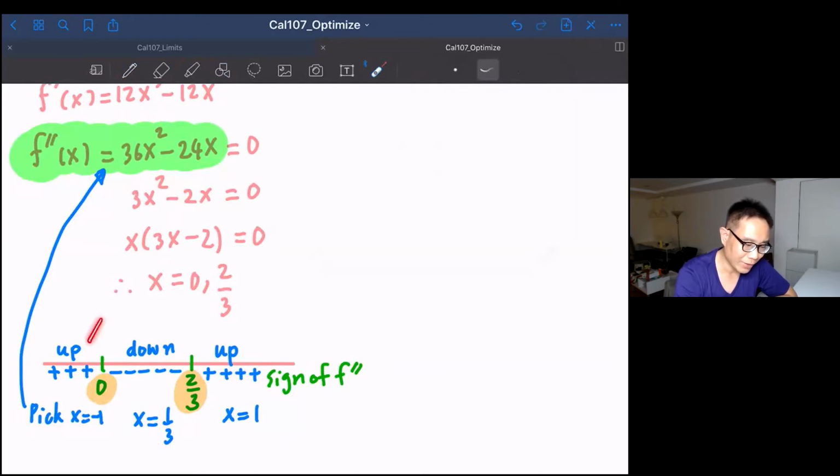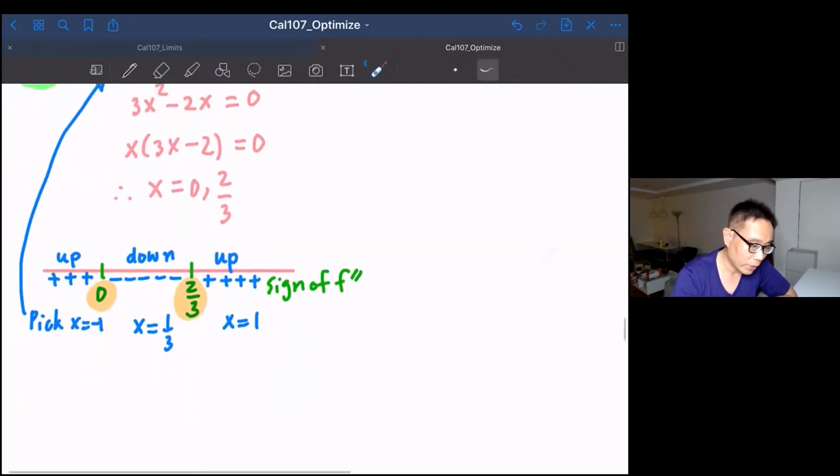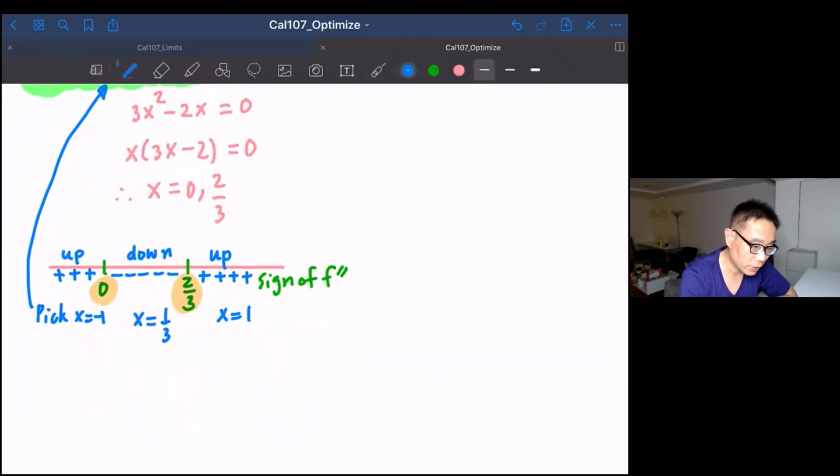It's not going to be increasing like I used to do with the arrow. It's not that way, so in this case I'm just going to write up to down. When you have up to down, it turns out to be an inflection point, and likewise down to up. So we conclude first that 0 and 2/3 are inflection points.